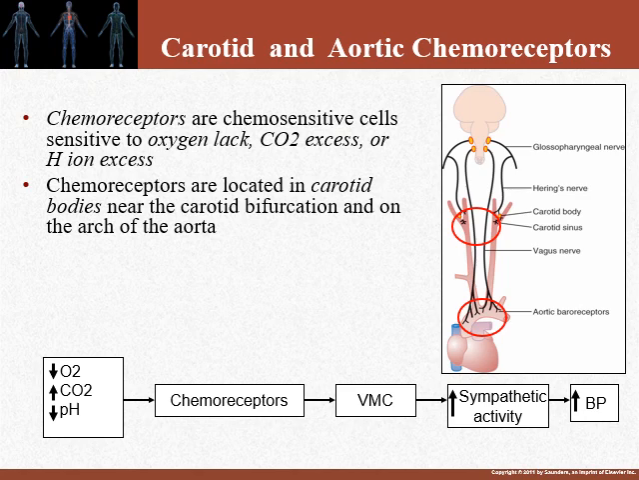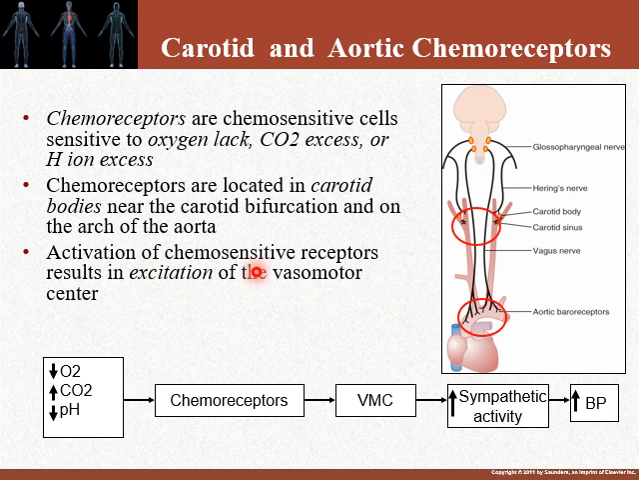Where are they found? Chemoreceptors are found next or near the carotid sinus in a structure that is called carotid body. اوكي، اللي هي near الكاروتيد bifurcation و near الكاروتيد sinus and it's called carotid body. اوكي، and also on the arch of the aorta.